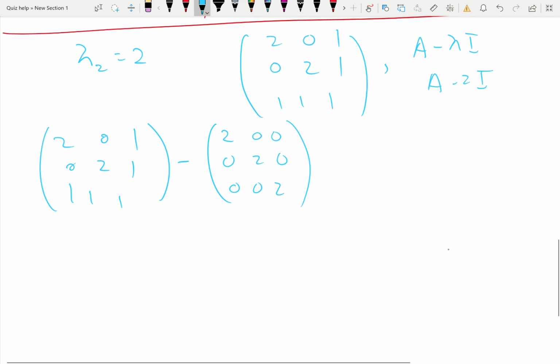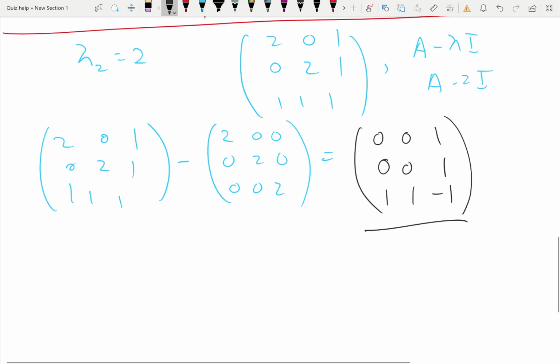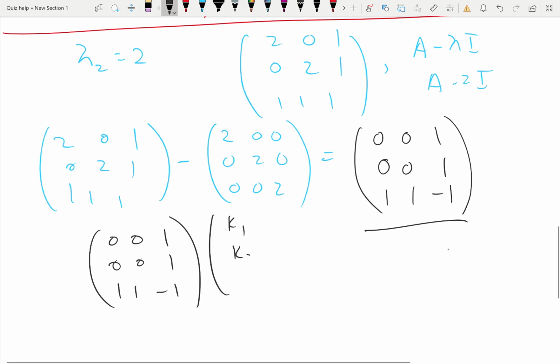Now pause it and try to do it. Try to find these eigenvectors by yourself. Here if you subtract, 0 0 1, 0 0 1, and here 1 1, 1 minus 2 is -1. Okay, so this is the A minus 2I. Now this is easy. We want to now solve the equation 0 0 1, 0 0 1, 1 1 -1, times k1 k2 k3, is equal to 0 0 0.